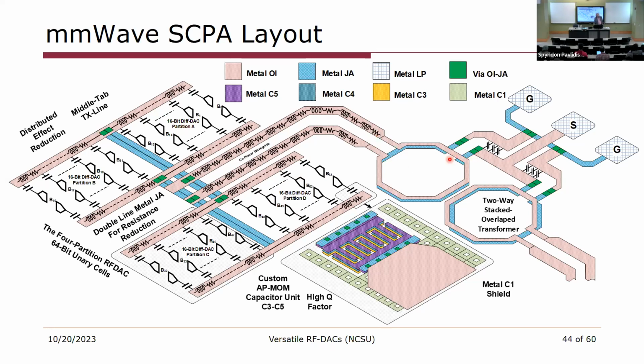This is the Cartesian combiner. It's an isolating combiner, which is made of a 2-way stacked overlay transformer. And in order to reduce the parasitics in the cap cell, we spent a lot of time engineering a custom AP-MOM cap that you can see there.